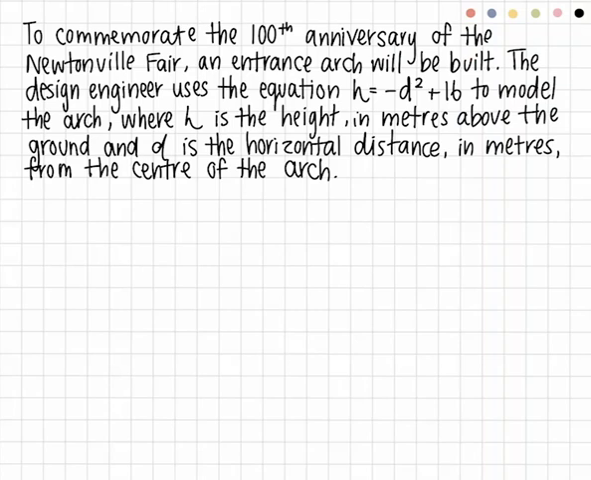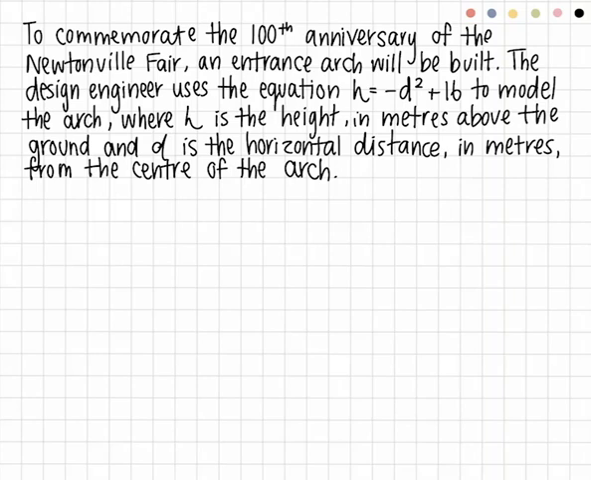Let's see here. Okay, so I'm going to use this question. I'm going to write it out and then pop it up on the screen. Okay, so here is the question we're going to work with. It says, to commemorate the 100th anniversary of the Newtonville Fair, an entrance arch will be built. The design engineer uses the equation h equals negative d squared plus 16 to model the arch, where h is the height in meters above the ground and d is the horizontal distance in meters from the center of the arch. So I guess this design engineer needs our help.